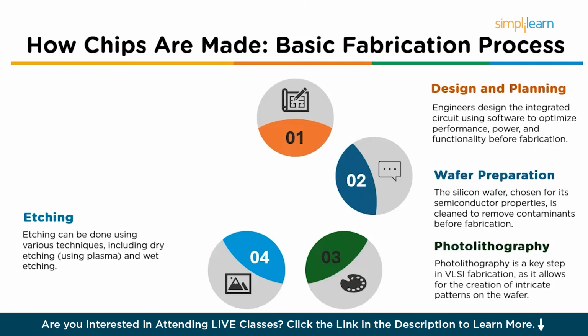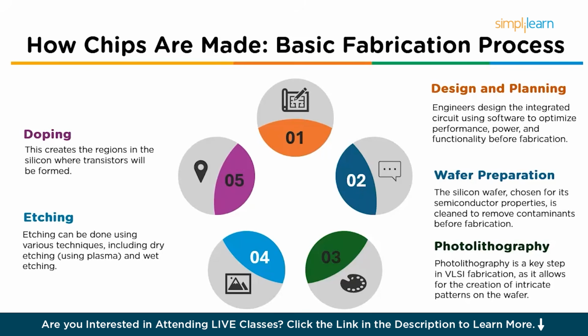The fifth one is doping. In this step, the wafer is exposed to different chemical dopants to alter the electrical properties of the silicon in specific areas. Introducing dopants such as boron or phosphorus makes the semiconductor material either conductive (N-type) or less conductive (P-type). This creates the regions in the silicon where transistors will be formed.